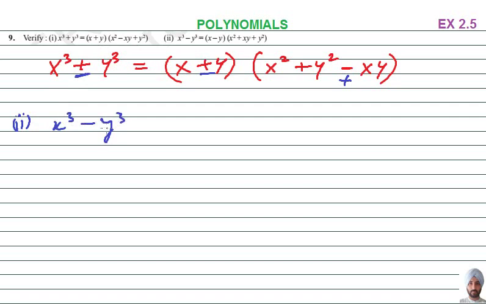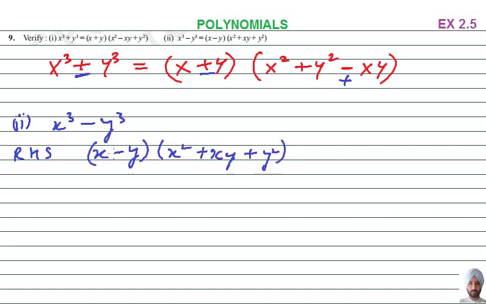x cube minus y cube, this is your LHS. So LHS is already so simplified that I need not simplify it further. It is already so simplified. So I'm not going to touch LHS. So leave it here. RHS. RHS is x minus y, x square plus xy plus y square.